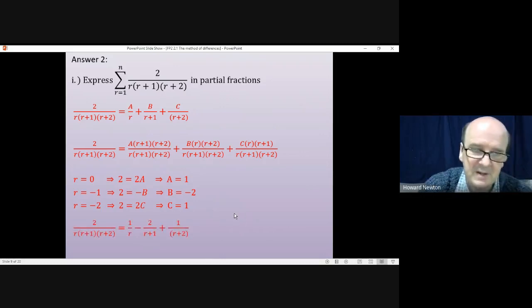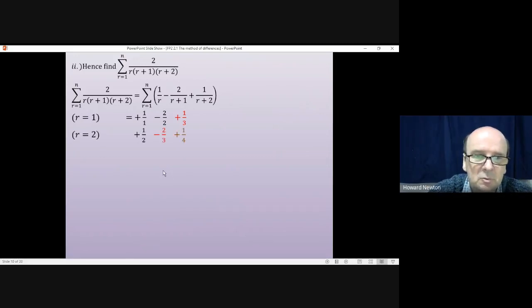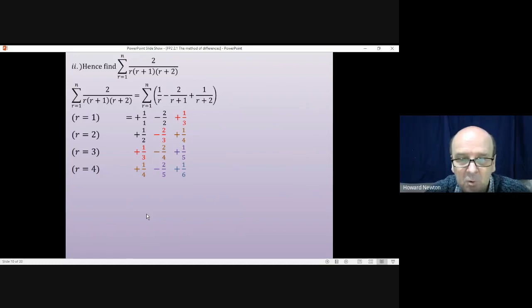Therefore, we can split that fraction up into 1 over r, minus 2 over r plus 1, plus 1 over r plus 2. We can then use that with the method of differences. Look carefully at what happens this time. Putting r equals 1 in, we'll get 1 over 1, minus 2 over 2, plus 1 over 3. If r is 2, we'll get a half, take away 2 thirds, plus a quarter. If r is 3, we'll get a third, take away 2 quarters, plus a fifth. If r equals 4, we'll get a quarter, take away 2 fifths, plus a sixth.